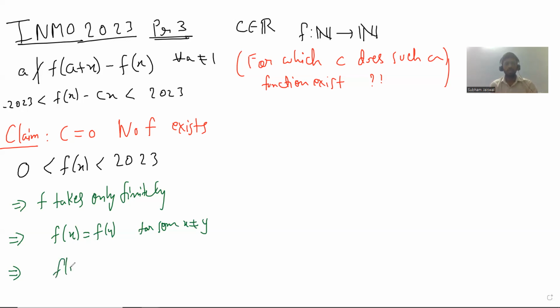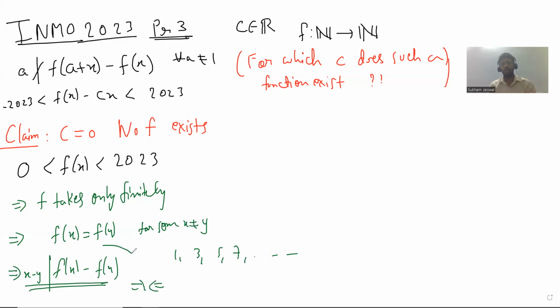Because now this difference is 0, so it's obviously divisible by x minus y. And you can also arrange x and y so that x minus y is not equal to 1. That you can do, right? You can just pick from this set 1, 3, 5, 7, and so on. Even from this set, two outputs will be equal because there are only finitely many outputs. So basically this is a contradiction, because we were not allowing this.